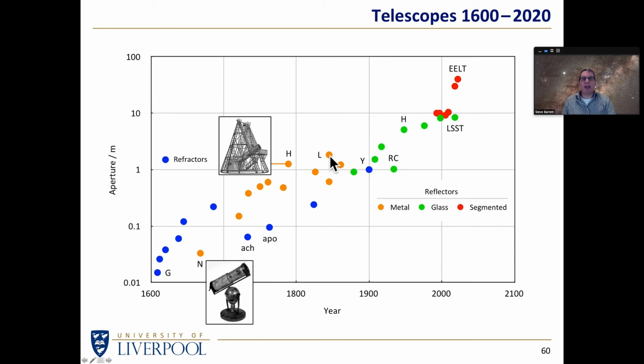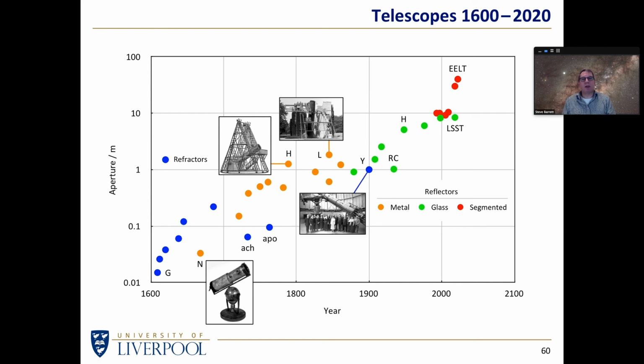Here we have L in the middle of the 1800s, one of the largest all-metal mirror telescopes. Again, I'll give you a second or two to think of which one that is. That's the Leviathan of Parsonstown. And then here we have Y, the largest refractor that's ever been put into useful service. That's the 40-inch Yerkes refractor.